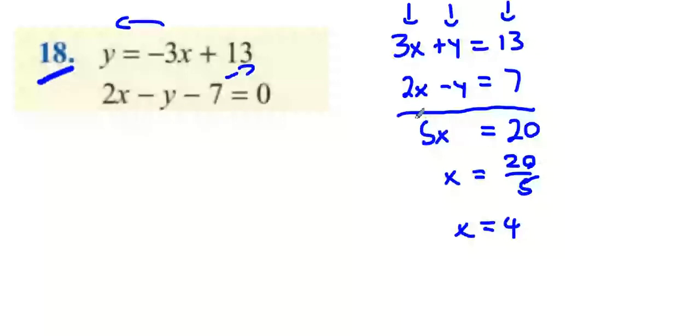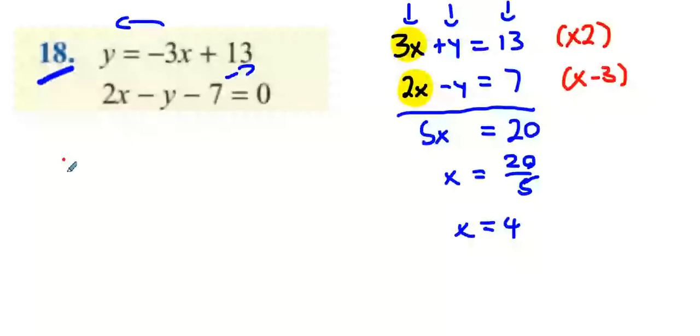Okay. Now the next thing we're going to have to do is do this again, except this time, instead of getting rid of the y's, we're going to get rid of the x's. So we highlight the 2x and the 3x. And what can we turn both of them into? Well, we can turn both of them into 6x's. So you're going to multiply the top equation by 2 and the bottom equation by minus 3.